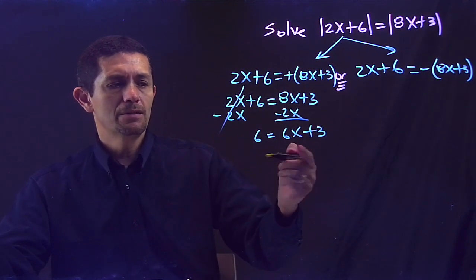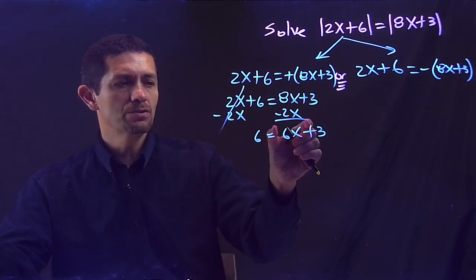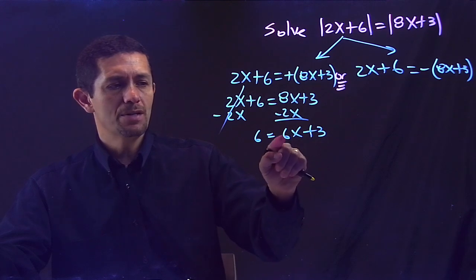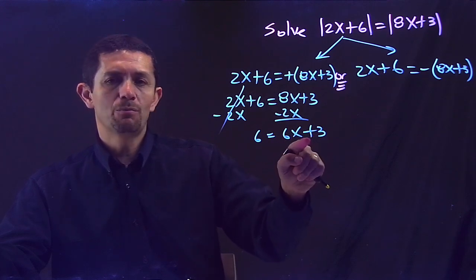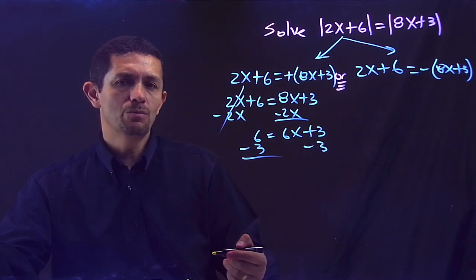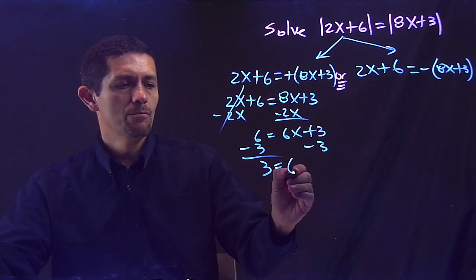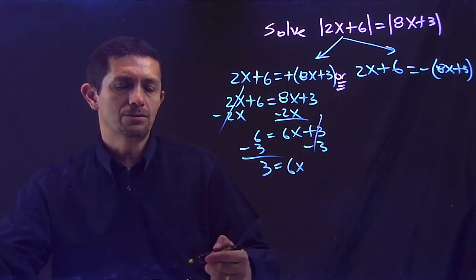Once I have the x, I'm going to work on the side where you have the x. That's how you solve equations: you work on the side that you have the x. You have 6 times x plus 3. I want to cancel the plus 3, doing the opposite, minus 3 on both sides. 6 minus 3 is 3. Bring down the 6x. The 3 is cancelled.